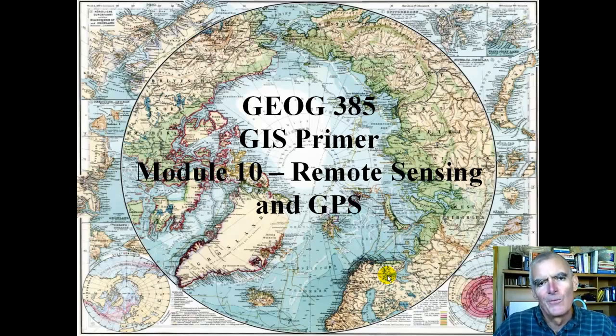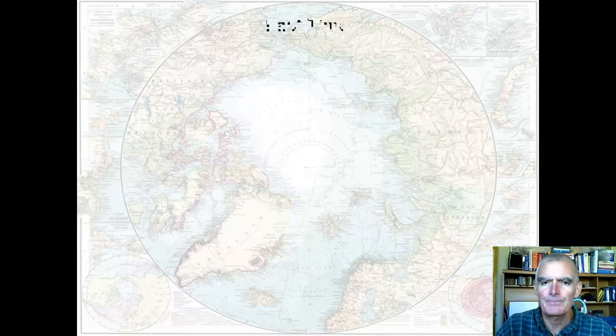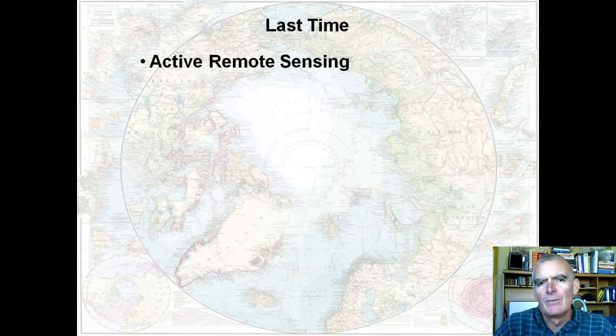Welcome back again. We're still in Module 10, but now we're going to transition from remote sensing over to GPS. So last time I talked about active remote sensing, and remember there were three different flavors of that I talked about. There's LiDAR, lasers, there's radar, radio waves, and there's sonar, sonic waves. All of those have an R at the end, and that R stands for ranging.